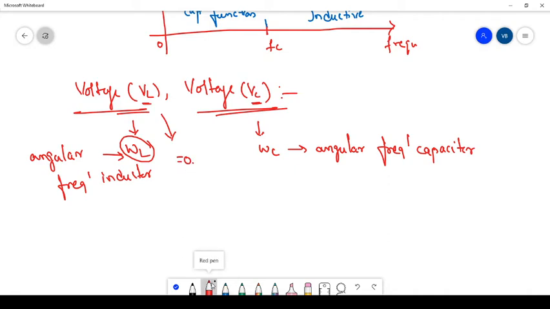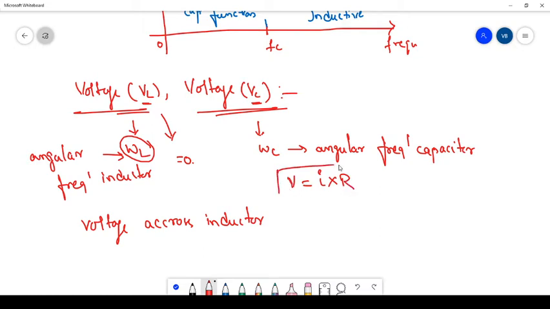Here VL is the voltage across the inductor. How are we going to write it? First, the voltage across the resistor. The voltage across the resistor is V equals the current passing through that resistor, I, times the resistance R. By Ohm's law, the voltage across the resistor equals I times R.